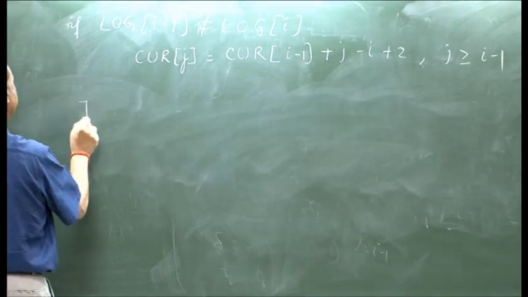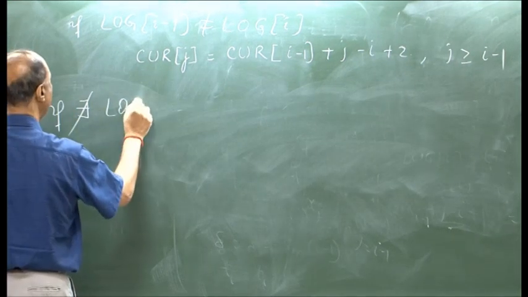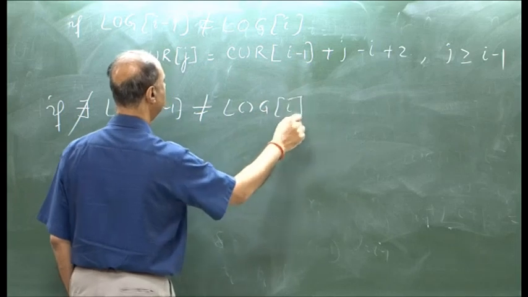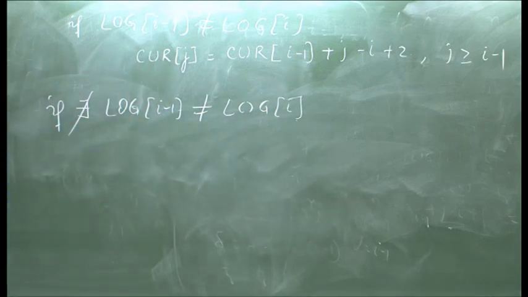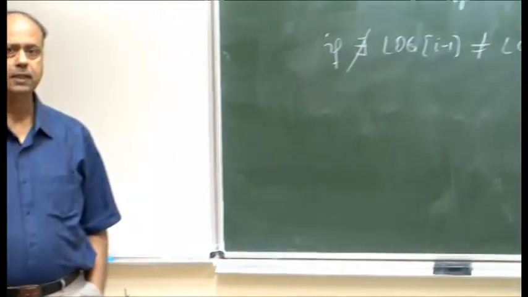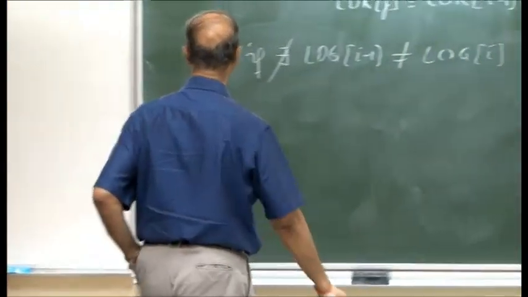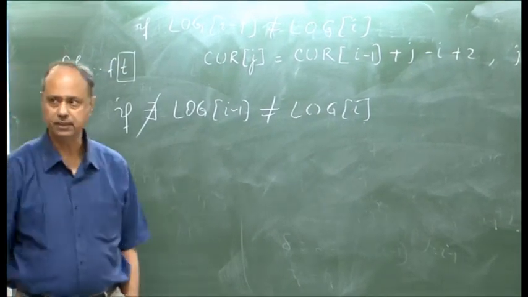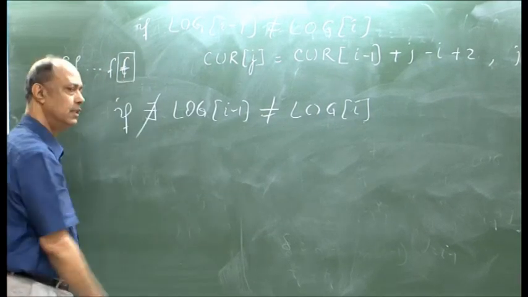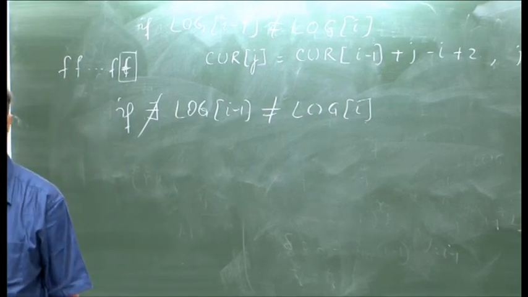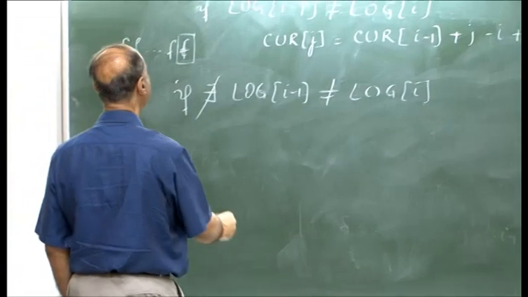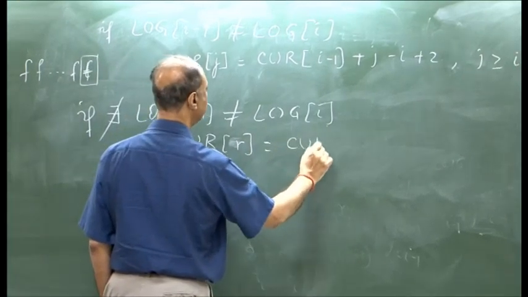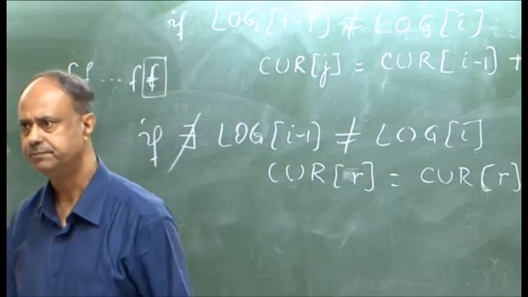Next one is, if there does not exist any I such that logical I minus 1 is not equal to logical I, then what does it mean? That means you did not get a condition where you have false, false, false, false, and then true. That means this is also false, so the last element has also not attained its maximum. So in that case, I can always write current of R is increased to current of R plus 1. Just I increase it.